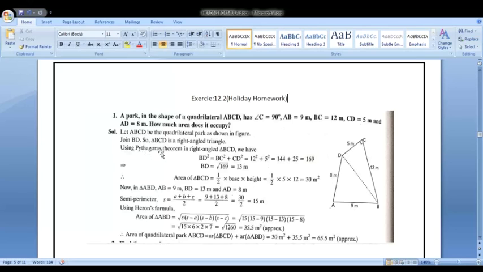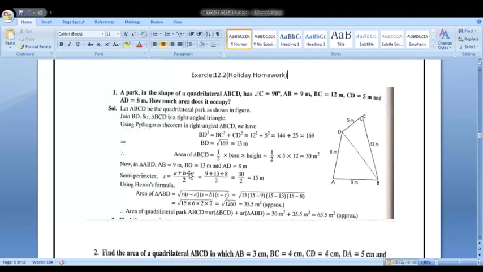Remember? So using Pythagoras theorem, what is Pythagoras theorem? Hypotenuse square is equal to base square plus perpendicular square. So BD square is equal to BC square plus CD square. On substitution, I got BD square is equal to 169. This power 2 we transpose, so it becomes square root. The square root of 169 is 13. So this is how we got our BD. Now all three sides of triangle ABD are ready. In ABD, AB is equal to 9 meters, BD is equal to 13 meters, and AD is equal to 8 meters.